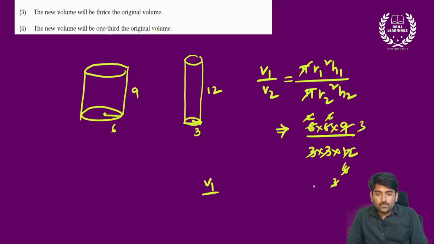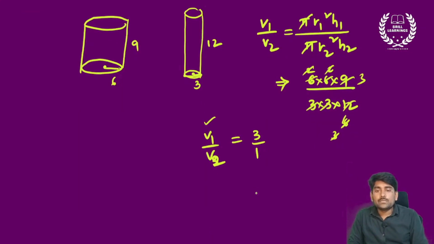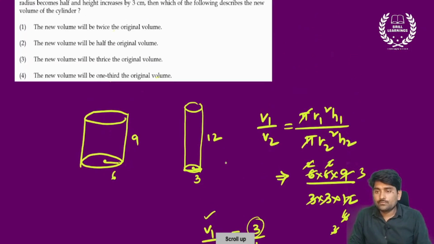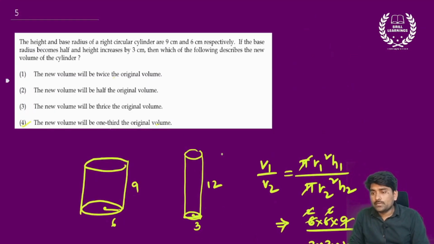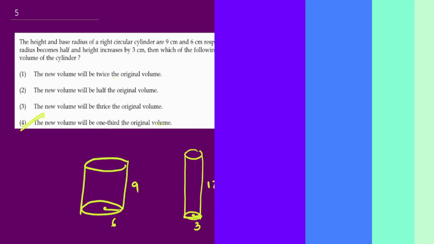That means V1 by V2 is equal to 3 by 1. That means the first cylinder volume is 3 times the second cylinder volume. Okay, so the fourth one is the right answer here. The new volume will be 1/3 of the original volume. Let's move on to the next question.